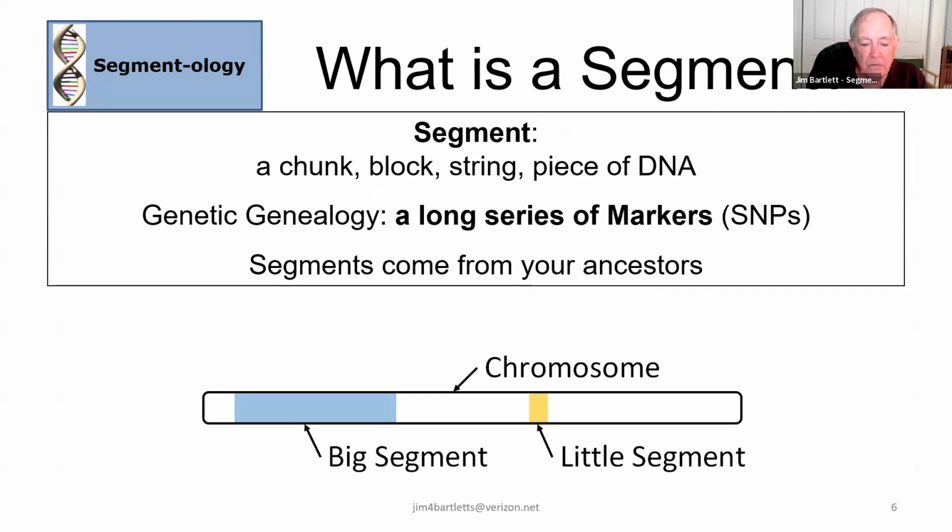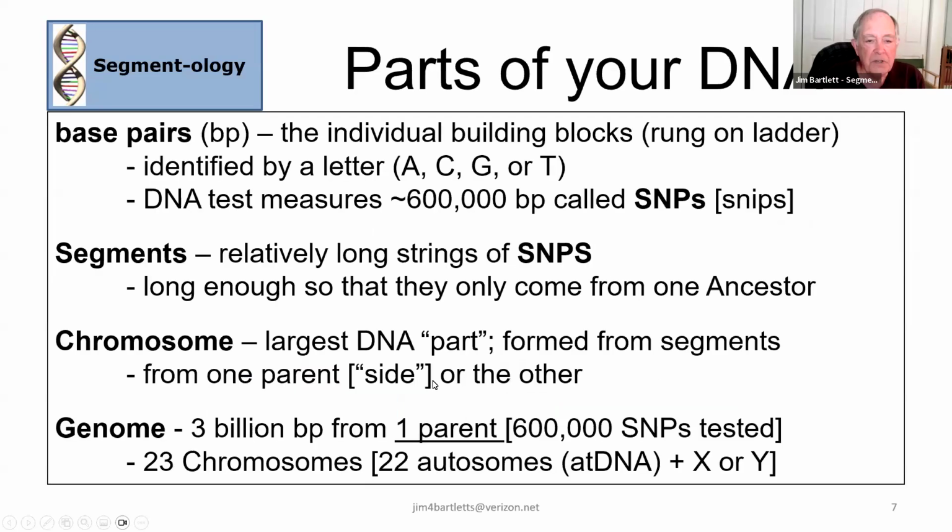So here's sort of a graphic of a segment. It's a chunk, a block, a string, a piece, however you want to envision that. But in genetic genealogy, it's a long series of markers, which we call SNPs. And the segments come from your ancestors, as do the SNPs. So you can see there, I've marked out a big segment and a little segment. And this is, say, chromosome 5 or 6 or something like that. So here's one chromosome. It might be your mom's, it might be your dad's, and it just shows you graphically segments on there. So here are 4 terms that we need to know.